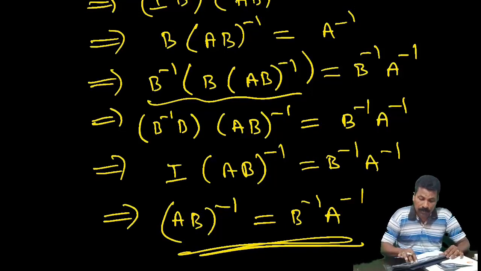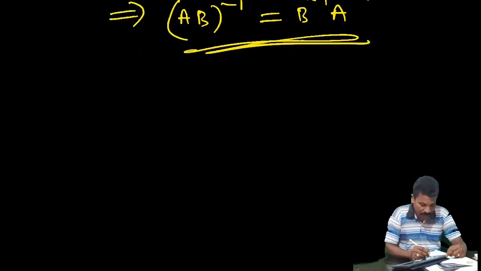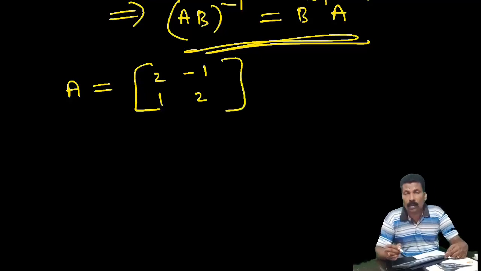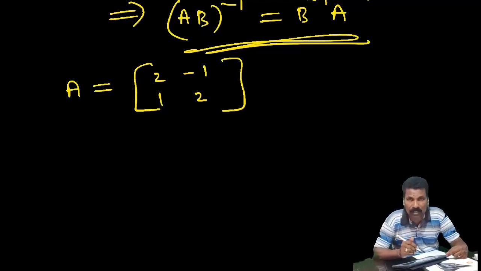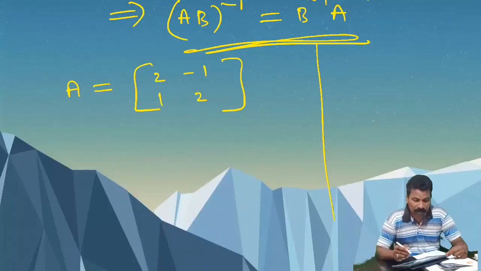Hence the proof. Now, how to find the inverse? For example, let us consider the matrix, say capital A is equal to 2, -1, 1, 2. We can find its inverse in many ways, but here we shall find the inverse of this matrix by elementary transformations. We studied already there are 6 elementary transformations or operations, 3 of which are due to rows and 3 of which are due to columns. So here we shall apply elementary row transformation and elementary column transformations to find the inverse of the matrix.